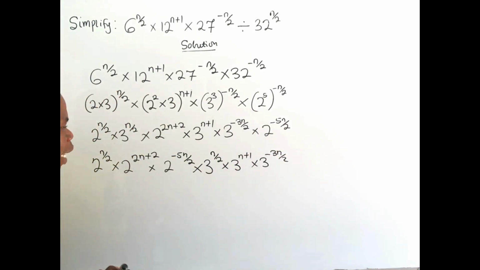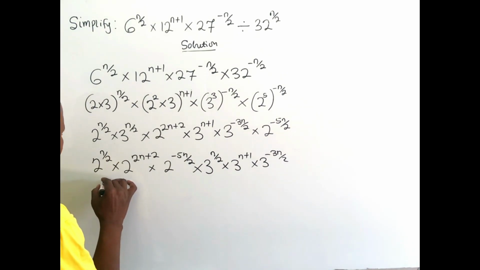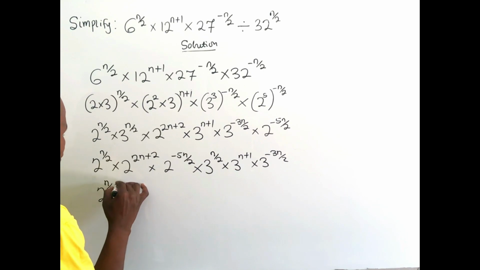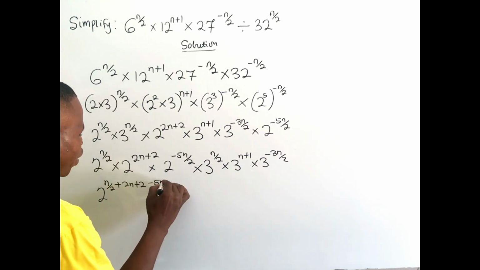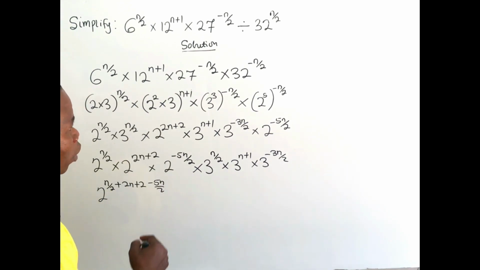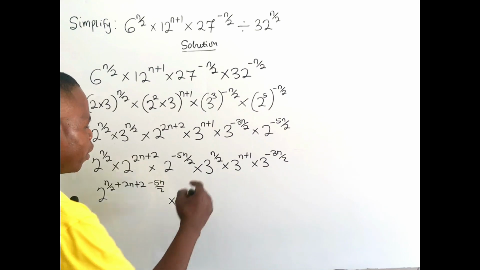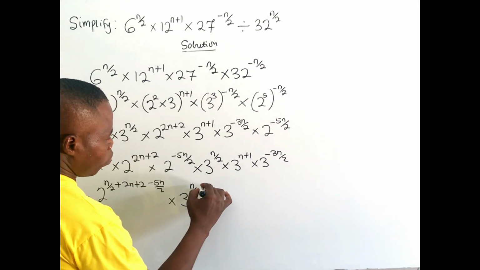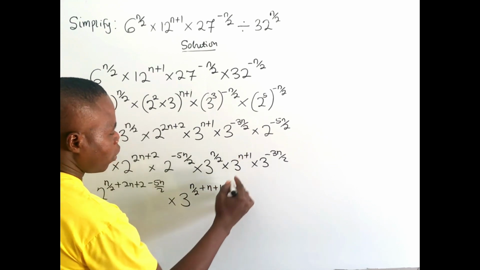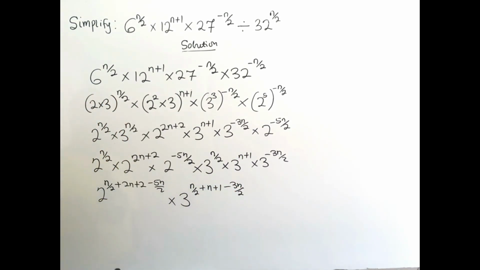This and this. Then after this, take one of the bases and then add the powers. So here I'll have 2 exponent n over 2 plus 2n plus 2 minus 5n over 2, times 3. I'm picking one base here. Then the powers, I will now have n over 2 plus n plus 1 minus 3n over 2. So this is what I will get.